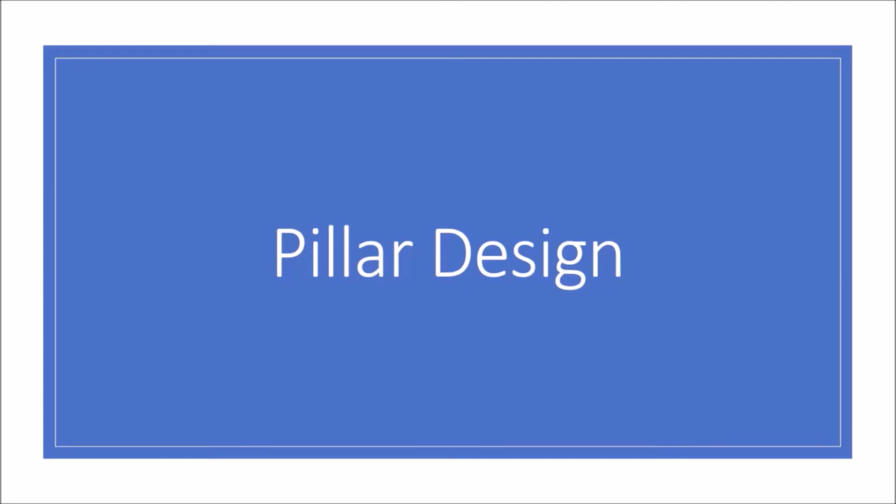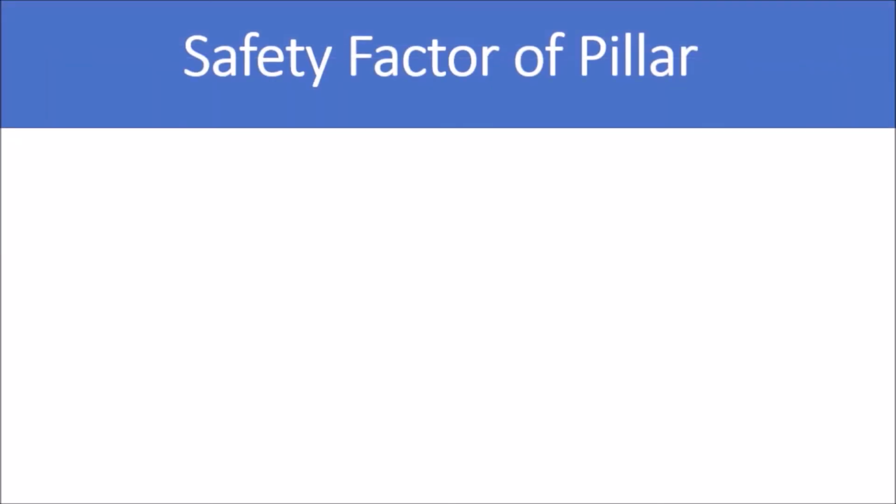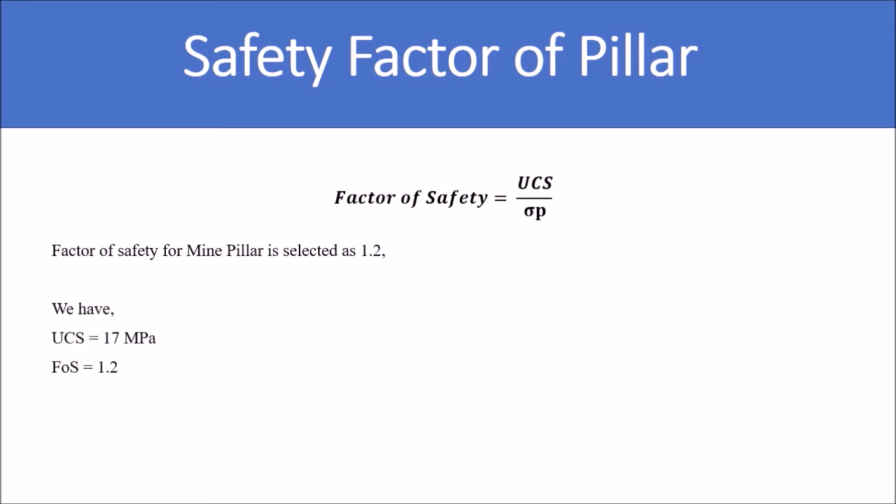After stability assessment of the mine opening, pillars are designed. For designing the pillar, the factor of safety of the pillar is selected first. This is the formula of factor of safety where sigma p is stress on pillars. We have defined a value of 1.2 for our mine pillars. By putting the values in the formula, we get sigma p equal to 14.17 megapascals.